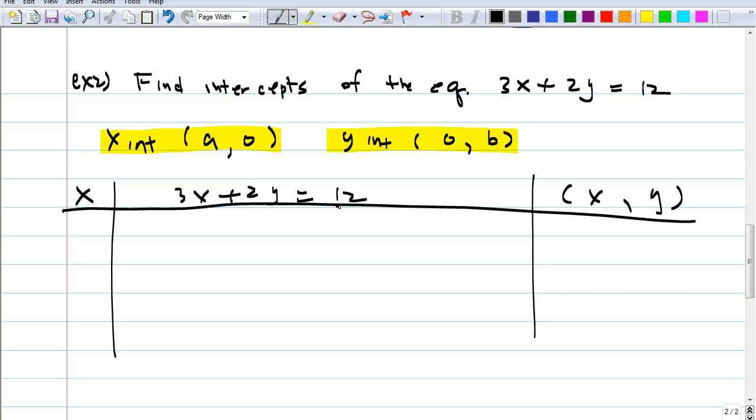So, guess what we're going to use for x? A, because we're looking for A comma 0. So I'm going to use A because that's what I'm looking for. That's my x-intercept. So I'm going to plug in 3 times something plus 2 times something equals 12. I'm going to plug in A for x. What about for y? 0.